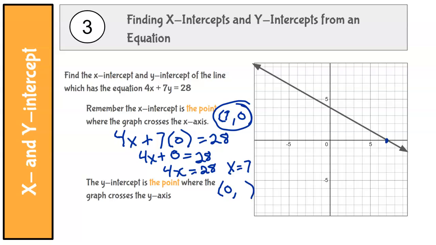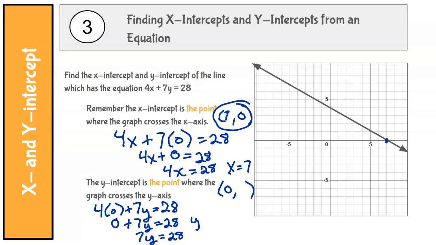So we want to find the y that is paired with an input of 0. 4 times 0 plus 7y equals 28. Again, that's just 0. I can move it over to the other side, but hopefully you just know that that'll end up being 28. And then divide both sides by 7. So the y-intercept is 4.